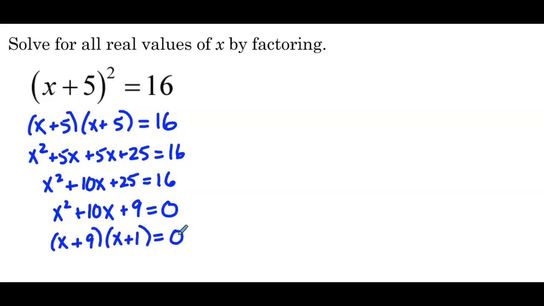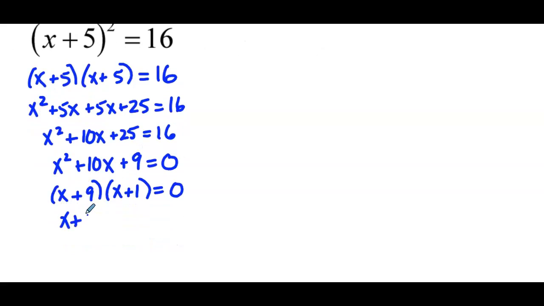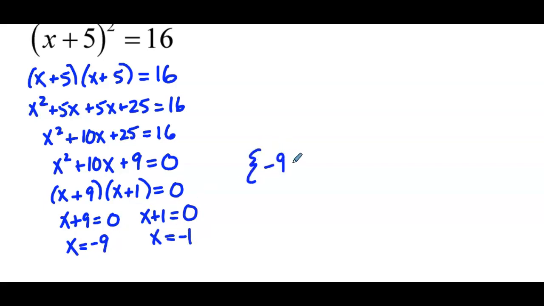And we have the product of two factors equal to 0. So that means either x plus 9 equals 0 or x plus 1 equals 0. Subtract 9 from both sides here, x equals negative 9. Subtract 1 from both sides here, x equals negative 1. So our solution set is either negative 9 or negative 1.